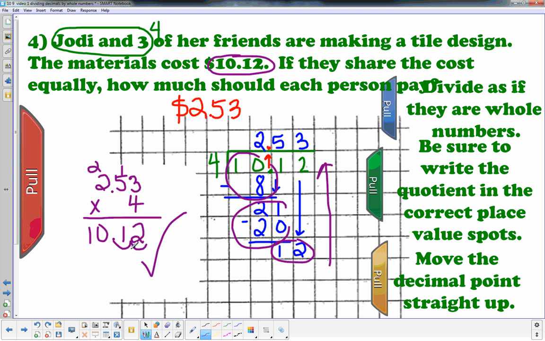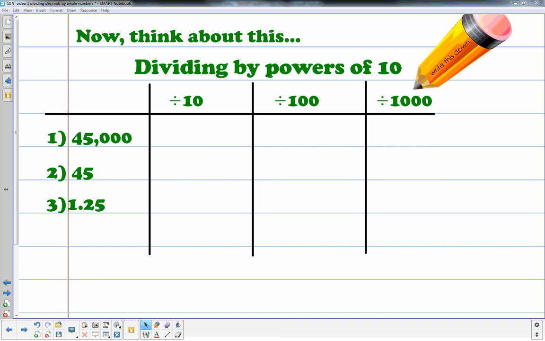All right, pause the video. Make sure you've got good notes. Press play when you're ready. All right, draw this table in your spiral. Press pause and then press play when you're ready.